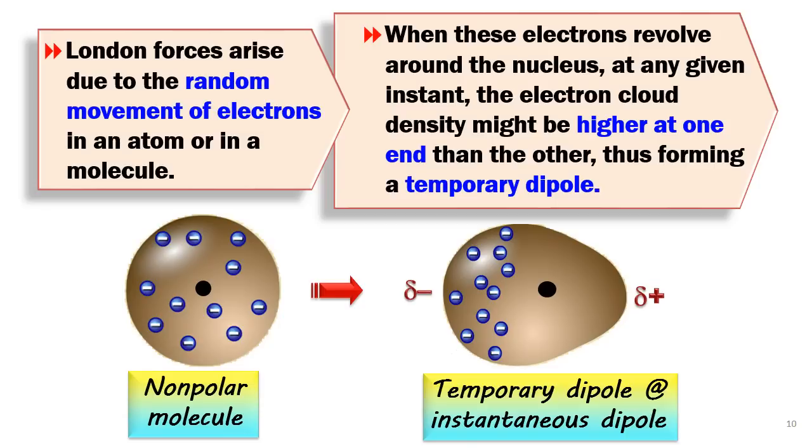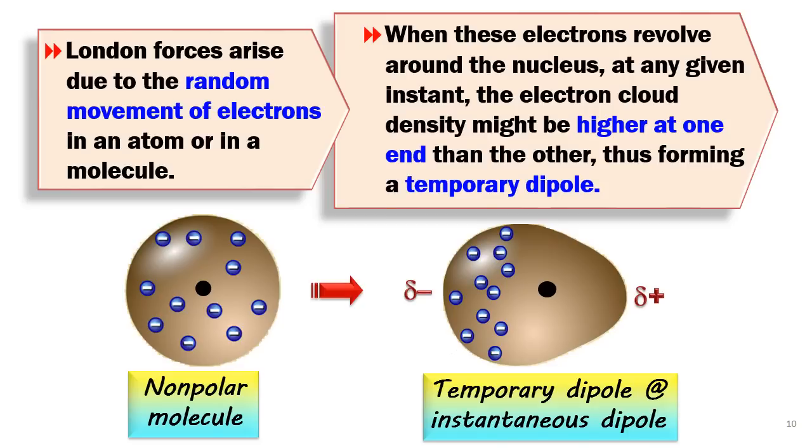So the electrons are revolving around the nucleus. At a certain instant of time, it may so happen that the electrons accumulate on one end of the molecule, leaving the other end having fewer electrons. So this will give rise to a temporary dipole. So the molecule looks distorted. There's one end with high electron density and the other end low electron density.